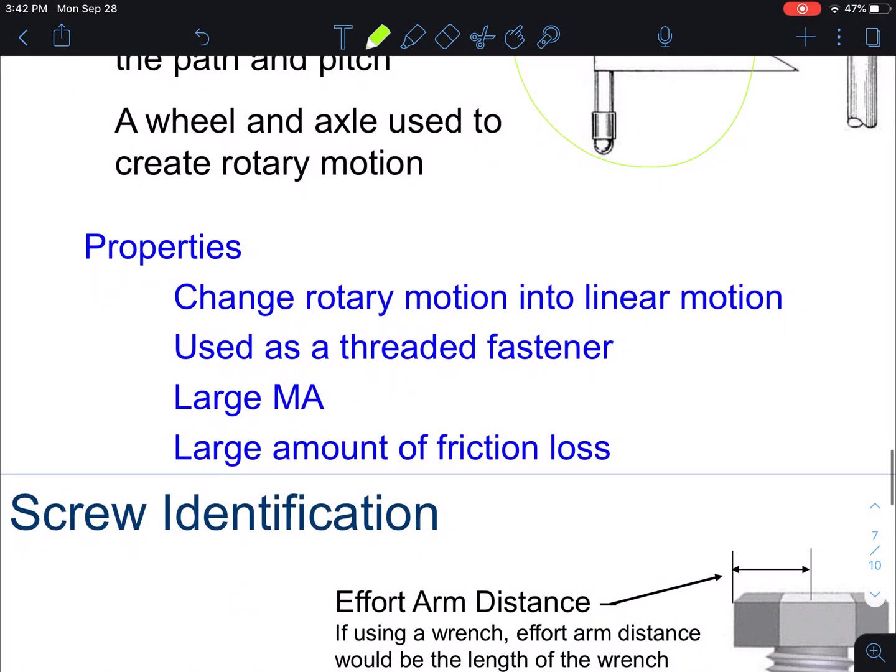So you're changing rotary motion, which is circular motion, into linear motion, which is straight line motion. So you're going to turn the screw, and the screw is going to go straight into the wood. Okay.